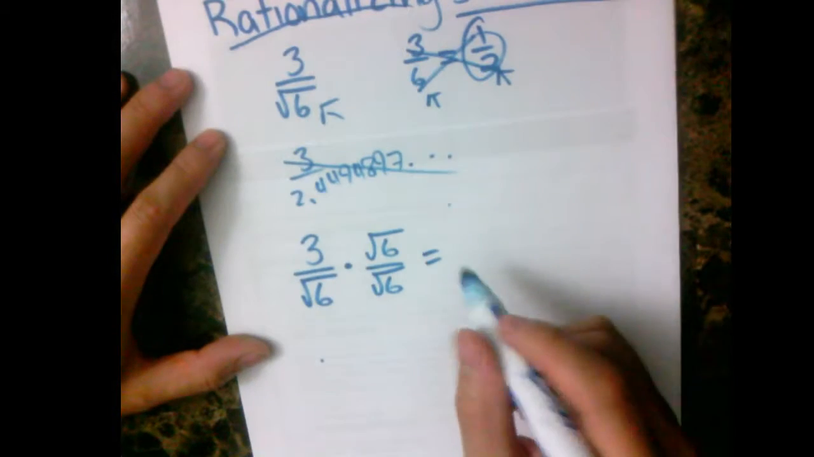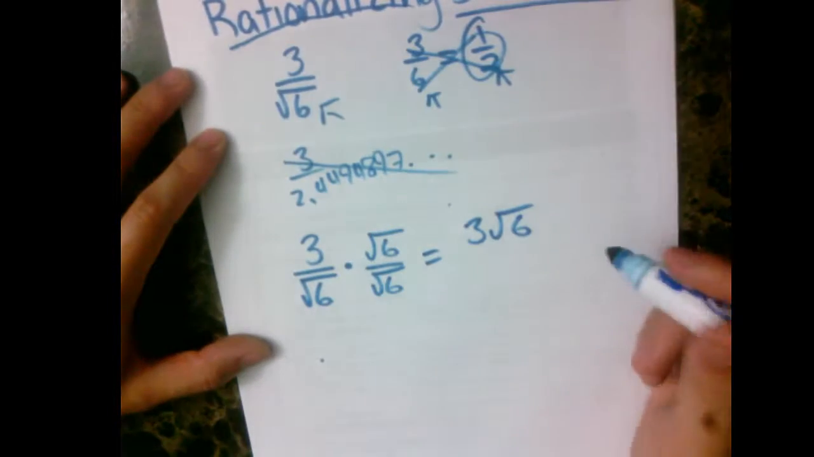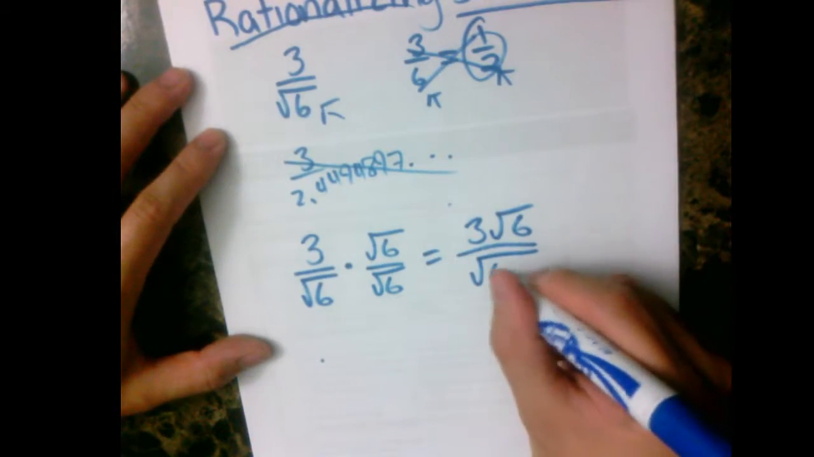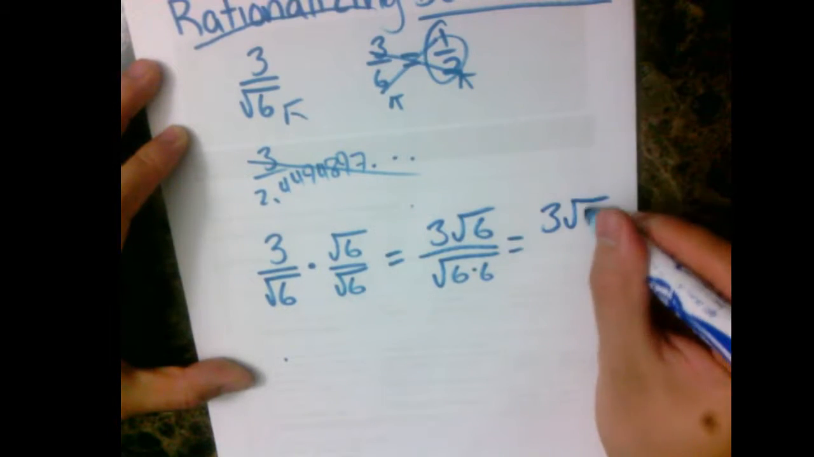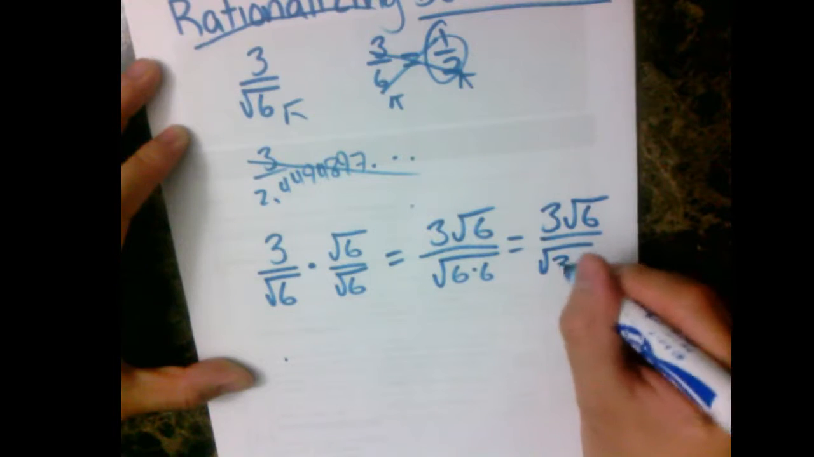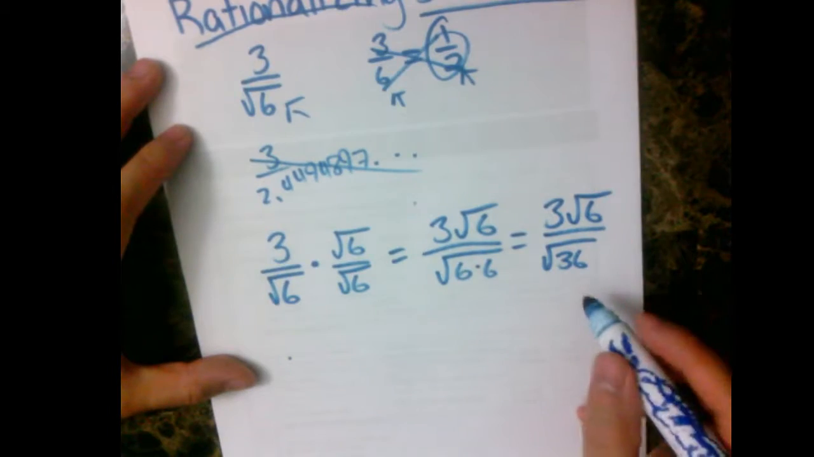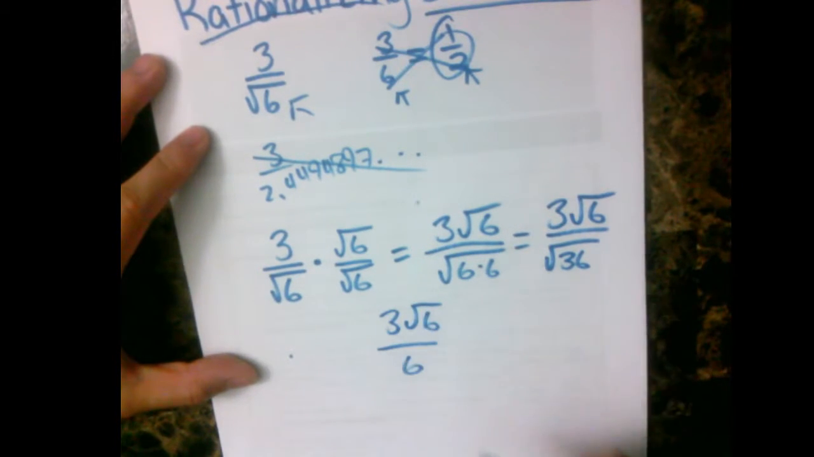So we'll just go and multiply right across. 3 times root 6. You just put them right next to each other. And the square root of 6 times the square root of 6 becomes the square root of 6 times 6. I am going to write out every single step of this just so you understand what's happening. The square root of 6 times 6 is 36. What is the square root of 36? Hopefully everyone here knows that the square root of 36 is just 6. So you get 3 root 6 over 6.